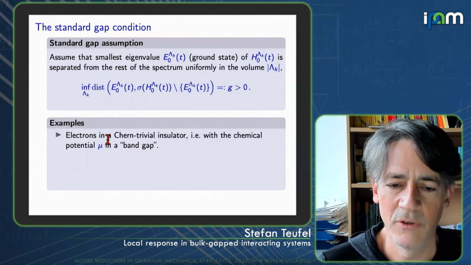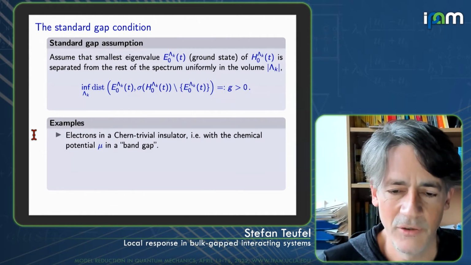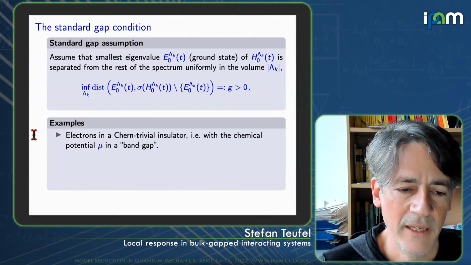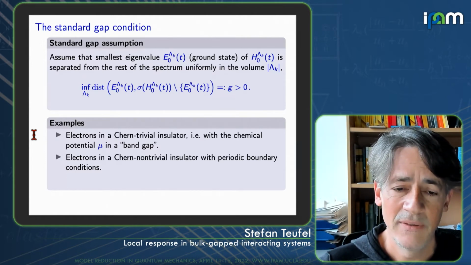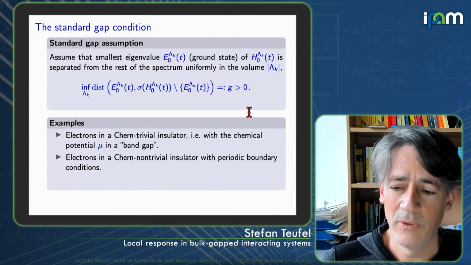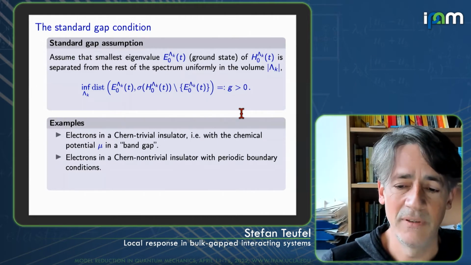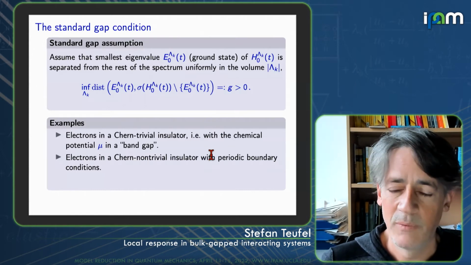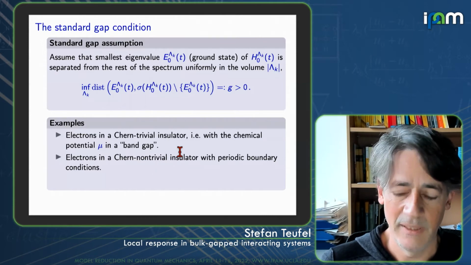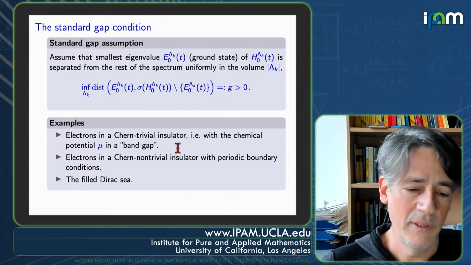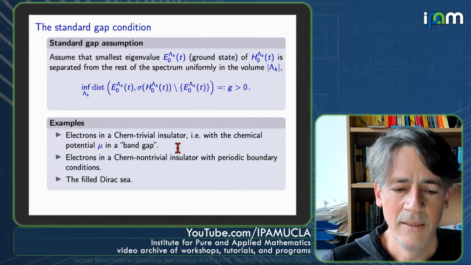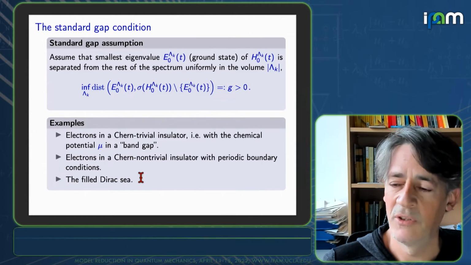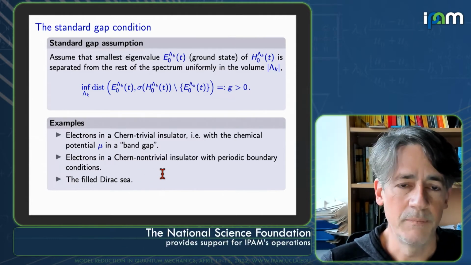These are, for example, electrons in a Chern trivial insulator, where the potential mu is in a band gap. So basically the situation I sketched in the picture before. Then if we look at Chern non-trivial insulators, in particular at quantum Hall systems, then actually these finite volume Hamiltonians do not have a spectral gap because, so to say, of the edges of the system. But under some conditions, one can find periodic boundary conditions where these systems are gapped again. And another example would be the discrete Dirac operator, massive Dirac particles on the lattice. The filled Dirac sea would also be such a gapped ground state for such a system.